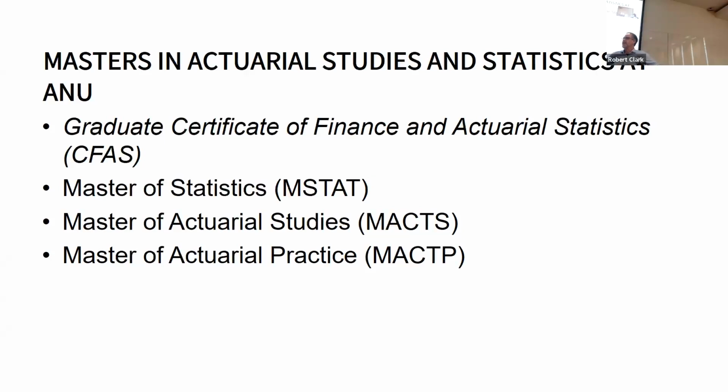Anyway, my name is Robert Clark. I'm an academic in this school, the Research School of Finance, Actuarial Studies and Statistics. I'm a statistics academic, and I'm also the convener of the degrees that you're here to hear about. So the Master of Statistics and Master of Actuarial Studies and Actuarial Practice, and also the Graduate Certificate of Finance and Applied Statistics. Or Finance and Actuarial Statistics, I should say. So those are the degrees up there.